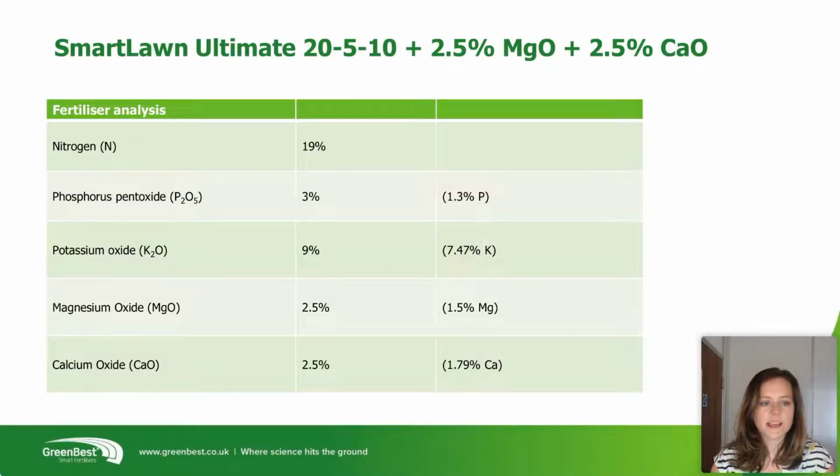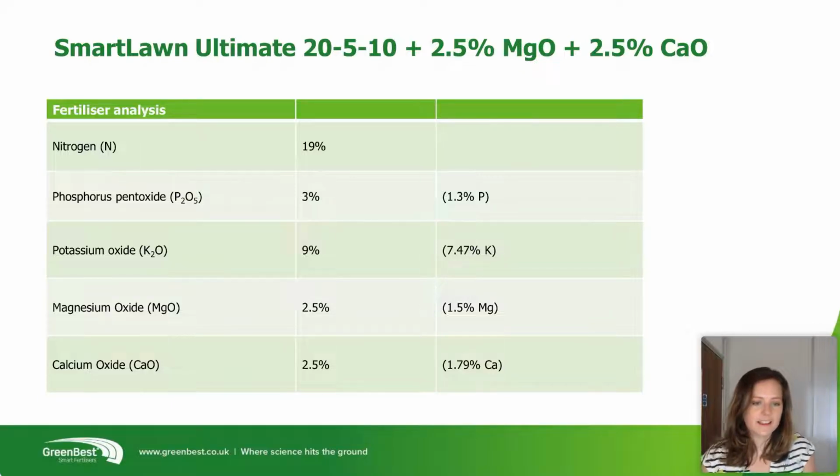We'll have a look at Ultimate next, which is a 25-10. This one's got a couple of extra ingredients in it. So obviously we have 20% nitrogen, sorry, 19% was wrong. Phosphorus pentoxide, potassium oxide. We also have magnesium oxide and calcium oxide, so 2.5% of both of those. And you'll see their elemental values are slightly different. It's just because of the weight of the element.